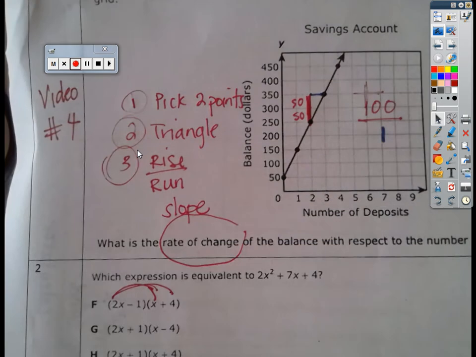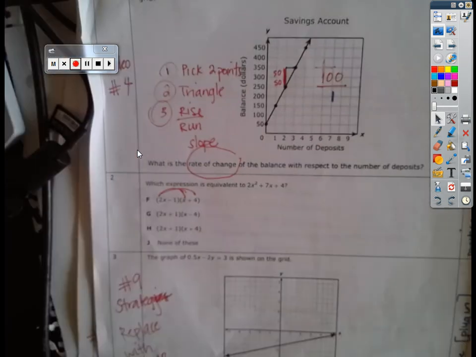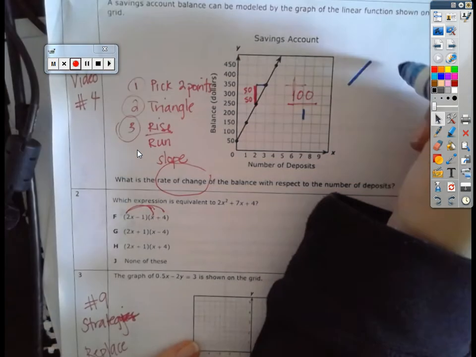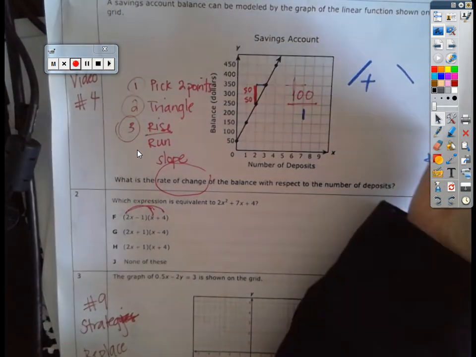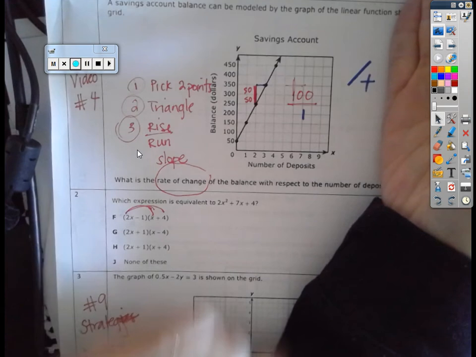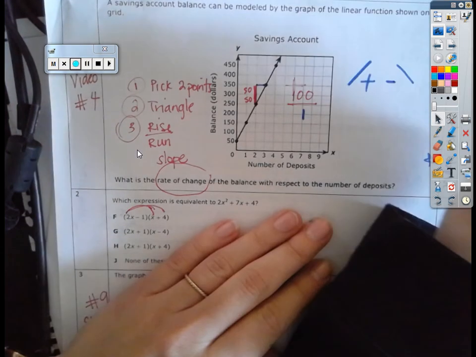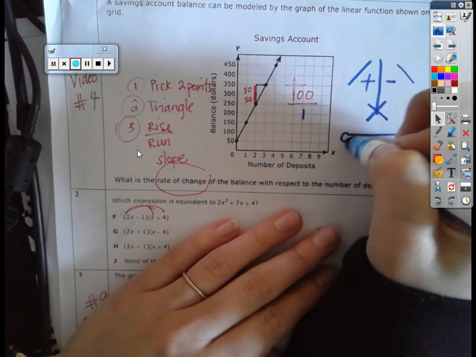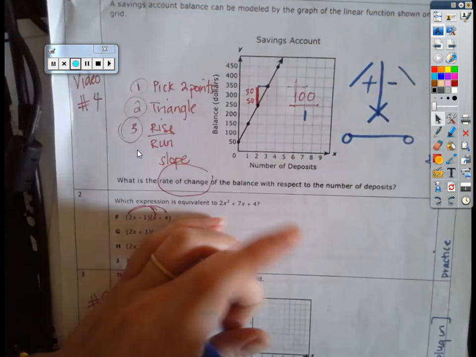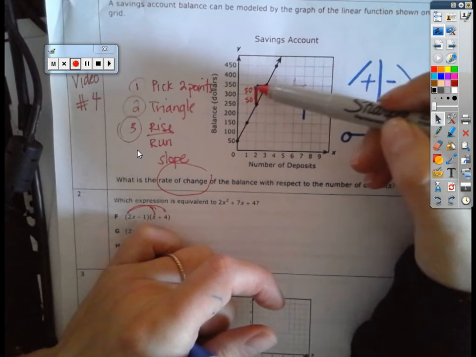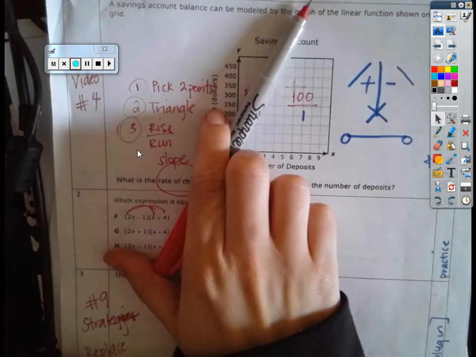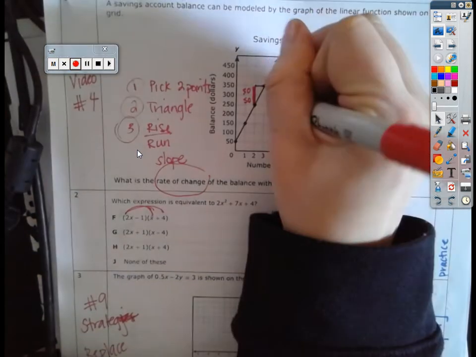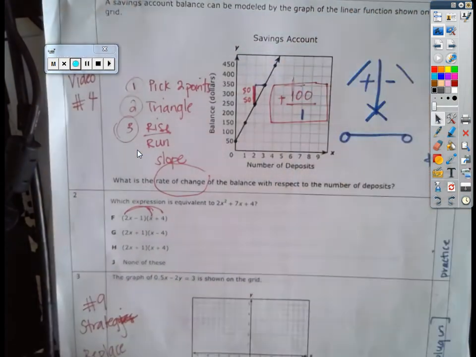Now, I also have to take into account SlopeMan. SlopeMan looks like this. You might have positive slope, that's why we put a positive symbol. You might have negative slope. Or you might have undefined. Or you might have 0. 0 looks like that. So this one we said 100 over 1. That's your slope. I put my pencil on top of the line. It looks more like this one, so that means my slope is positive. That's all you have to do for that one.